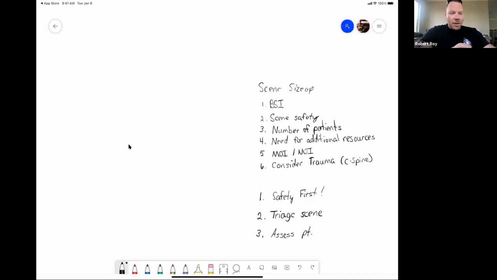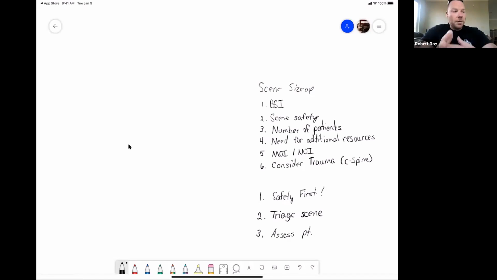So figure out your number of patients. This is like a down and dirty triage. Figure out your number of patients and if you need additional resources. I know you guys talked about having enough ambulances on scene or potential hazmat scenes if you need the fire department, the electric company, all that stuff. And then after that, now we're going to start to worry about the patient that we picked.